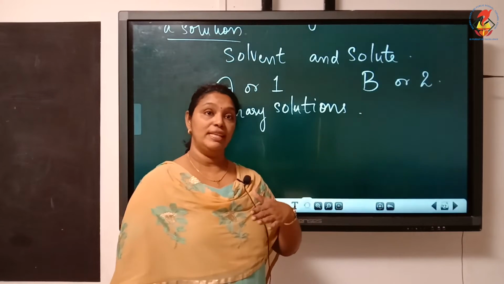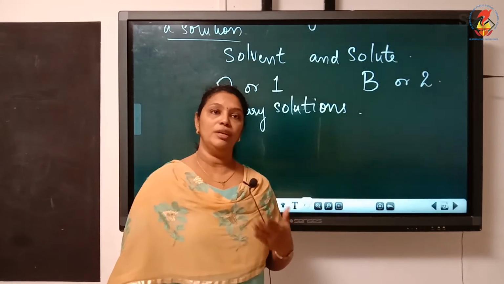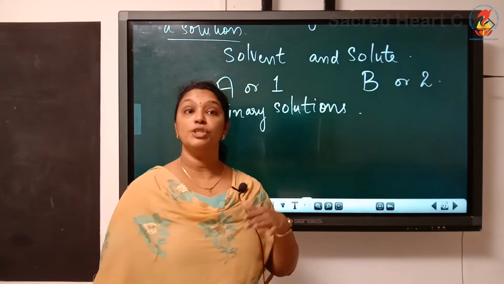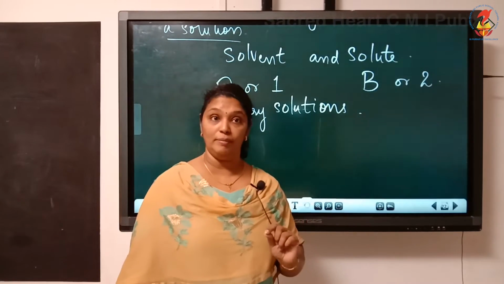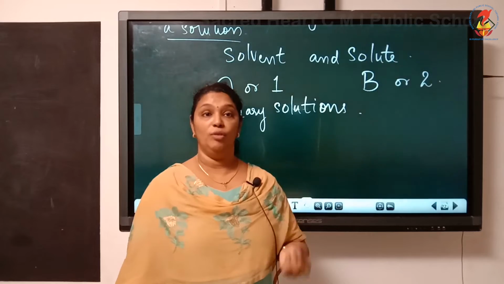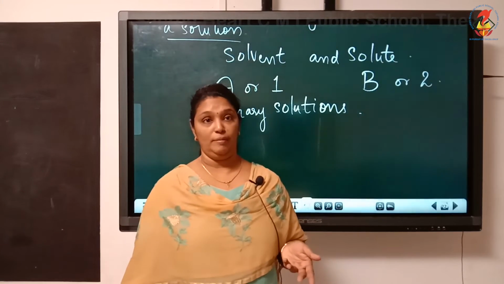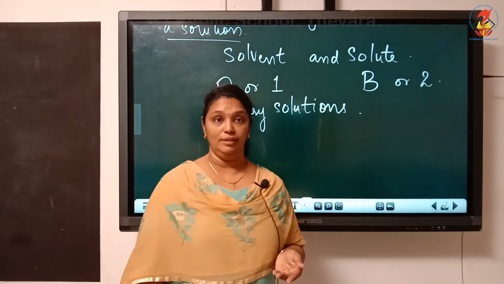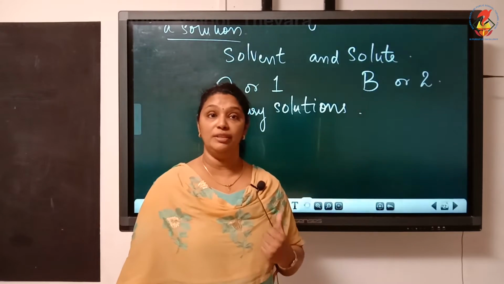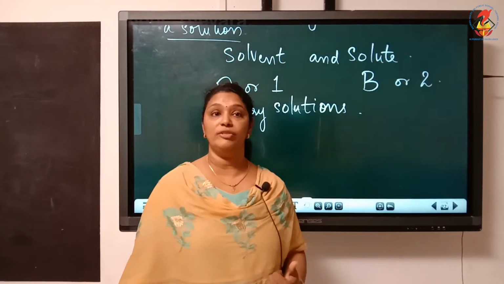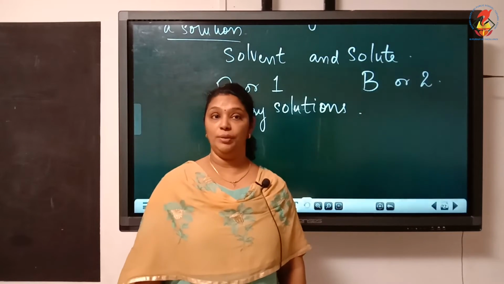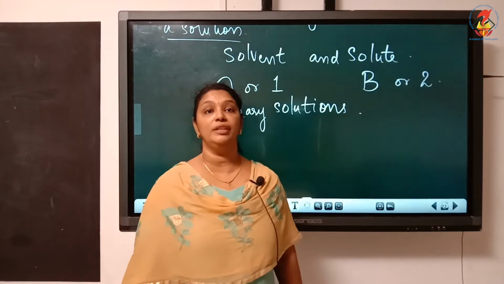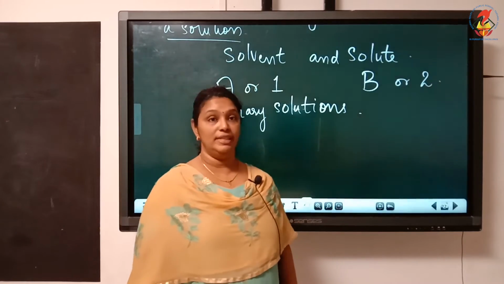For example, sugar solution. In sugar solution, we have sugar dissolved in water. So, sugar is the solute which is present in smaller amount and solvent is water which is present in larger amount. Now, we are going to see the different concentration terms. I told there are 5 concentration terms to study the concentration of a solution. We are going to see each term in detail. The first concentration term is mass percentage.